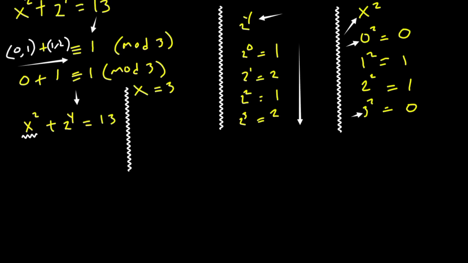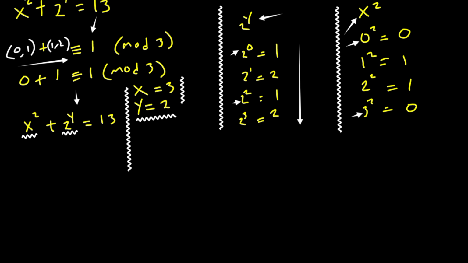Now let's go to y. What are the values of y that give us a remainder of 1? And those values are 0. But y cannot be equal to 0, because if y equals 0, then we have x squared equals 13. 13 is not a perfect square, so that is not valid. Now we go to y equals 2. Therefore, y equals 2 is also a possible solution.